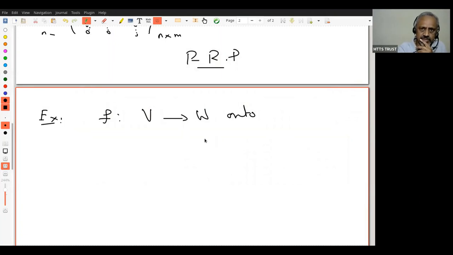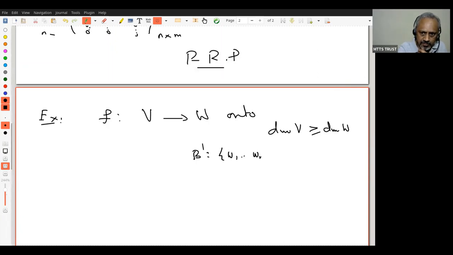So now let us assume this is onto, right? Now I have to start with an ordered basis of V and an ordered basis of W. Here again we know that this is onto, that means dimension of V is greater than or equal to dimension of W. So what we do is we start with B' now. Start with any ordered basis W1 to Wm of W, right? Now let V1, V2, Vm be such that F of Vi is Wi for 1 less than or equal to i less than or equal to m.